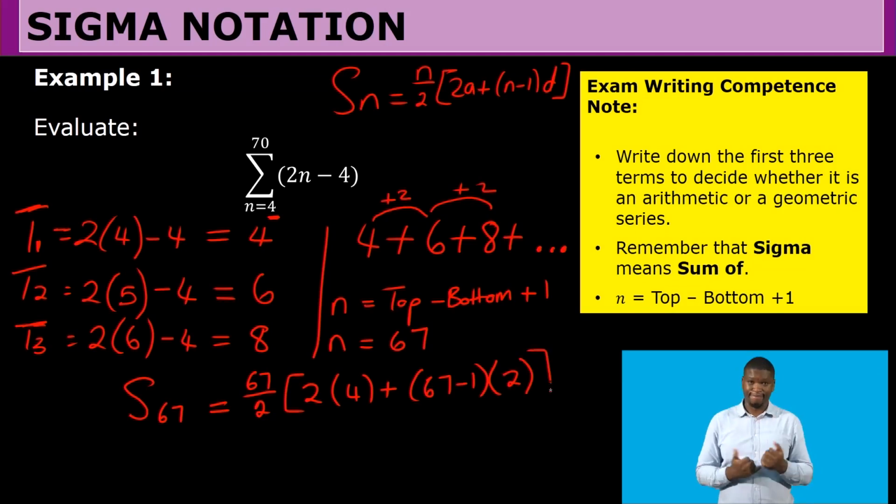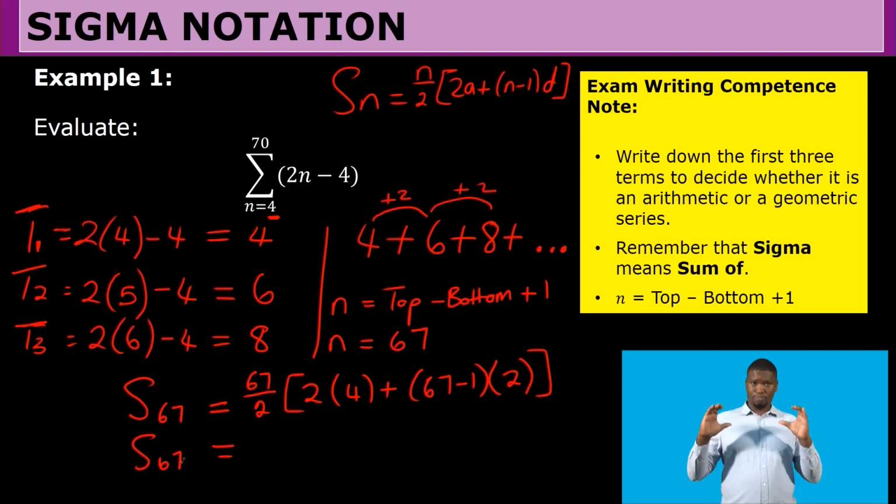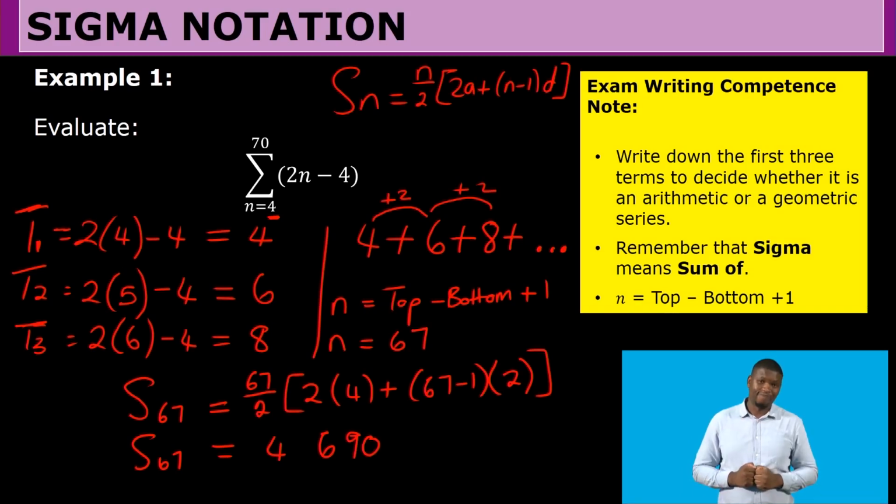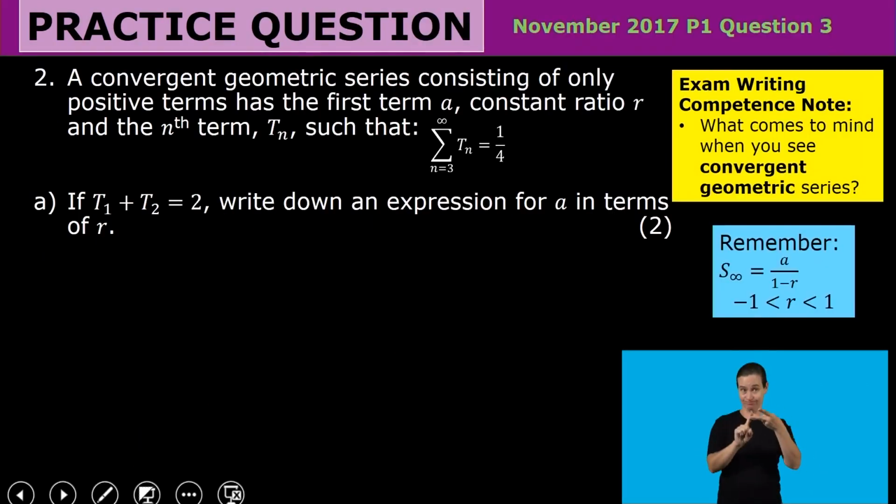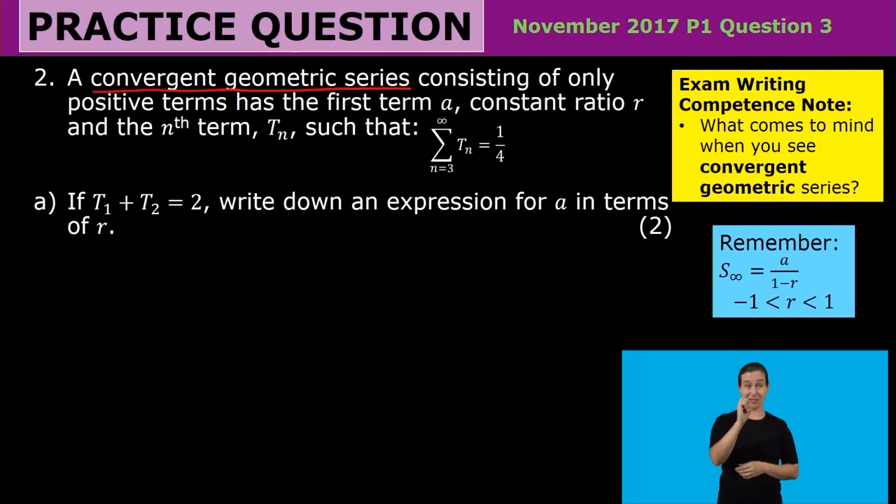And we are going to now close off that bracket. So the sum of the 67 terms there, when you put that onto your calculator, that is going to be 4,690. So it means that we've evaluated the sigma notation, and the sum of these terms is 4,690.